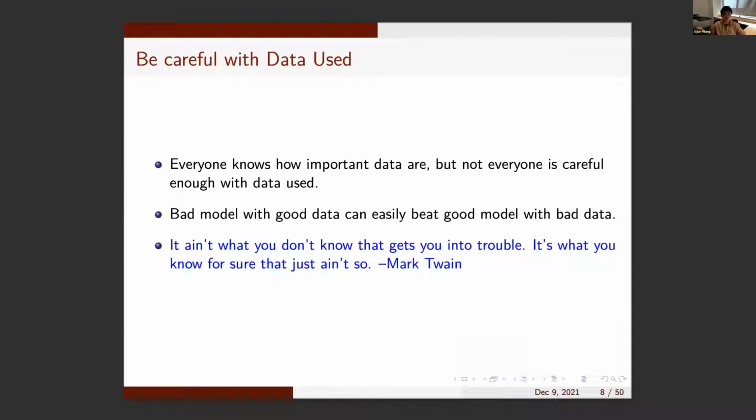Here I also want to emphasize the importance of using good data. Everyone knows how important data are, but not everyone is careful enough with the data used. A bad model with good data can easily beat a good model with bad data. Here I quote one sentence from Mark Twain: "It isn't what you don't know that gets you into trouble, it's what you know for sure that just isn't so." So I really want to emphasize the importance of always having good data. Check the data.